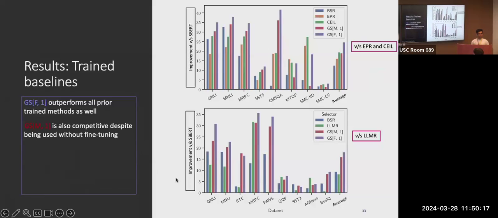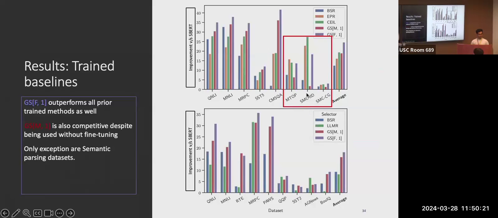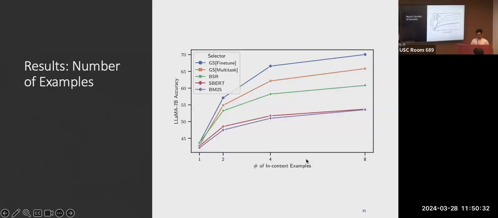There's a couple of cases where it is much worse. Exactly. Those are the semantic parsing datasets. And this is one token. I'll come to semantic parsing later, but they tend to require more than one token. Just an aside, even if you vary the number of examples, you get consistent improvements compared to the baselines.